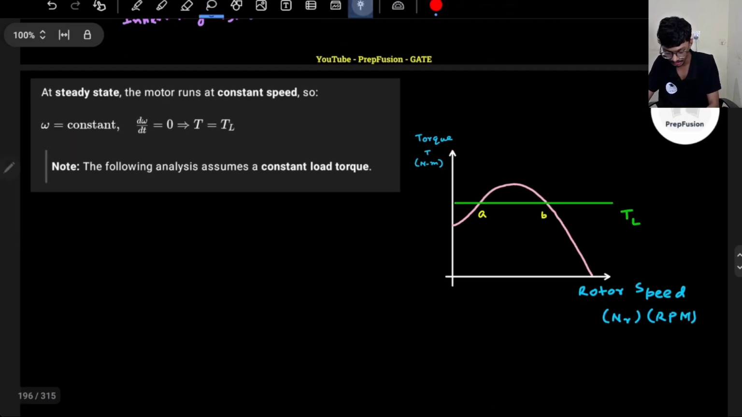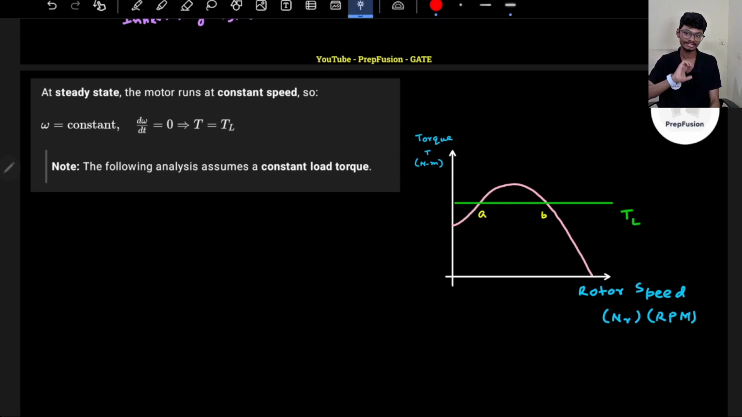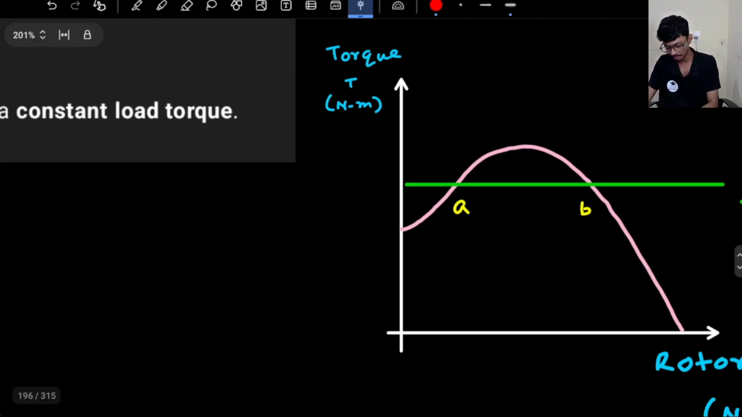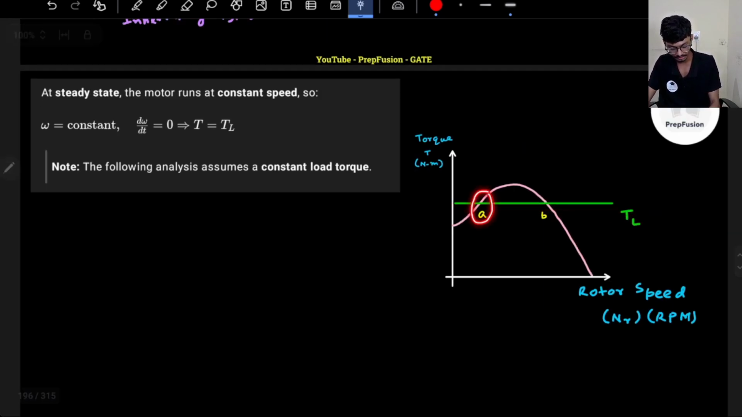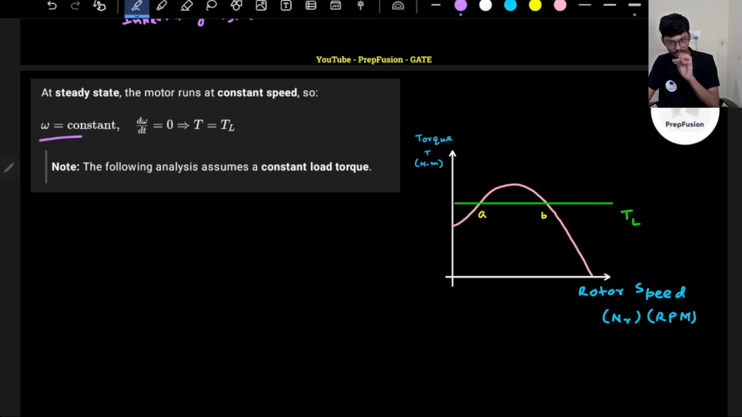So how can I identify from the graph itself whether it is stable or not? One thing you should observe: this is my load torque, right? The load torque can cut the torque-speed graph at 2 points. I know that omega will be constant when the load torque is equal to the developed torque. So this graph is of the developed torque.